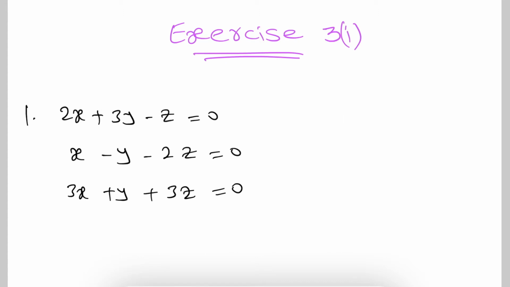Okay, solve the following systems of homogeneous equations. The question is given as 2x plus 3y minus z equals 0, x minus y minus 2z equals 0, 3x plus y plus 3z equals 0.